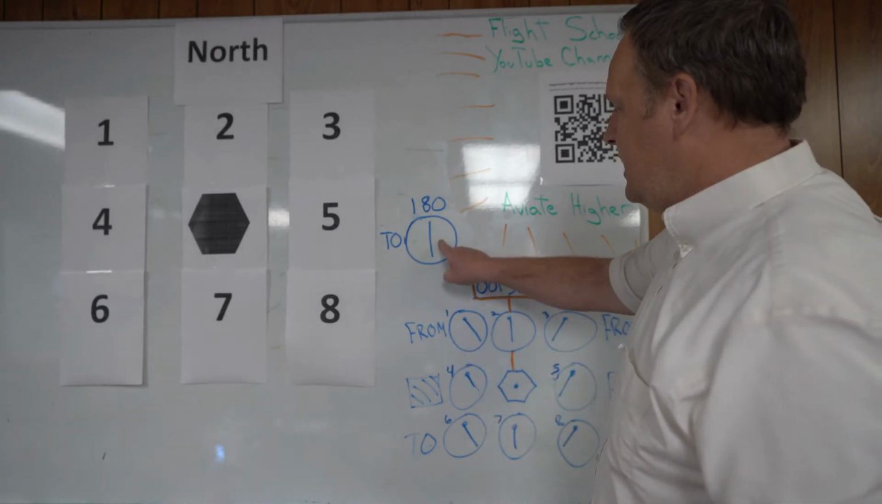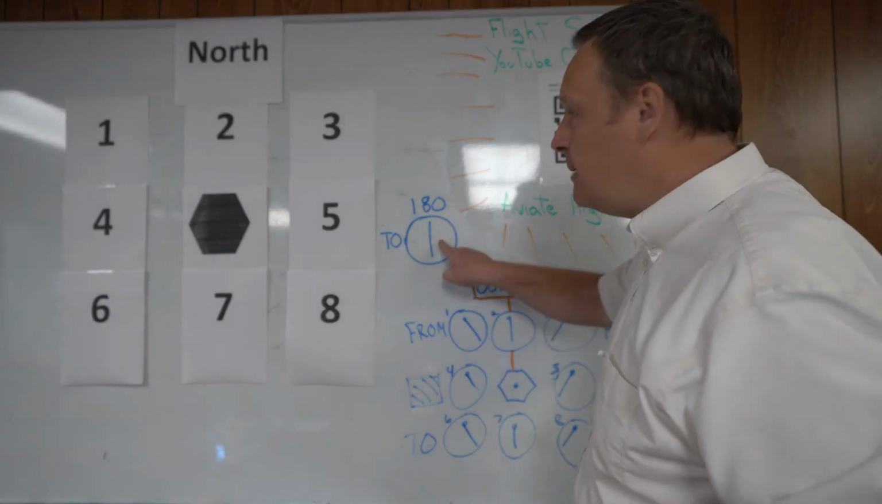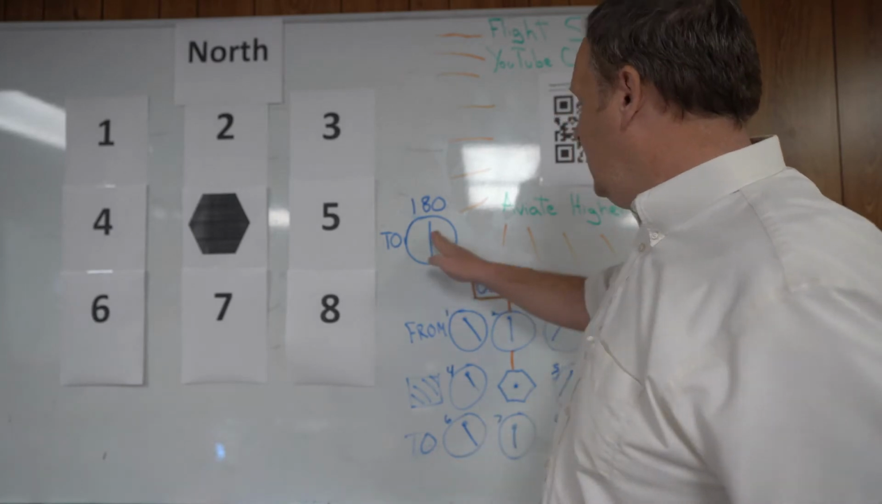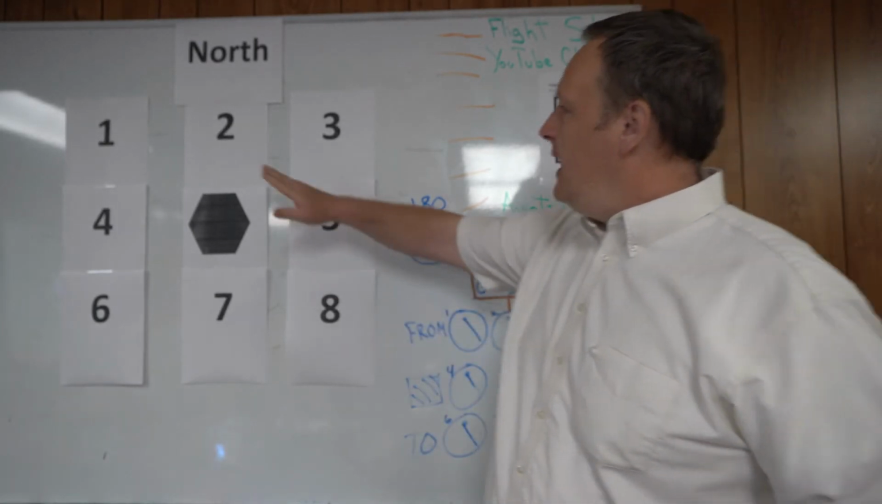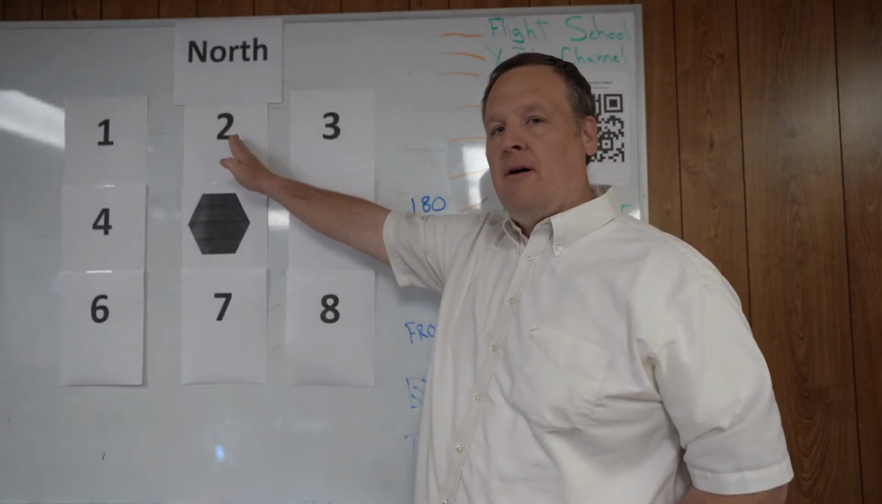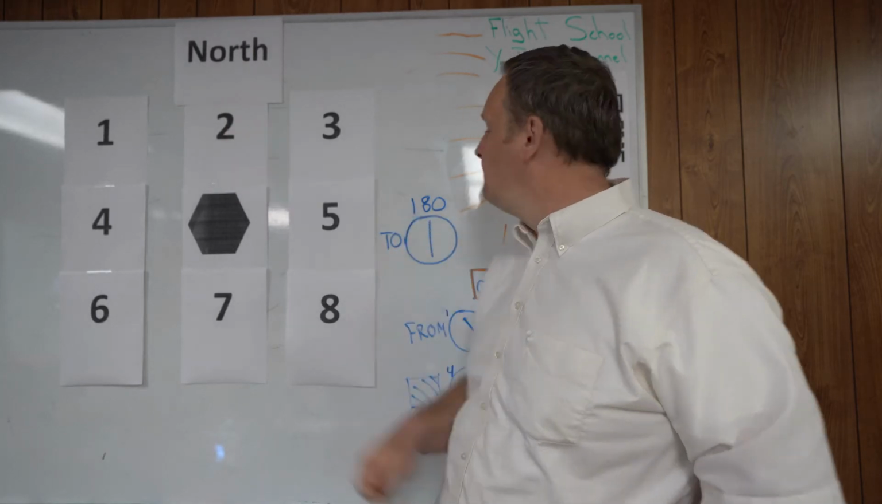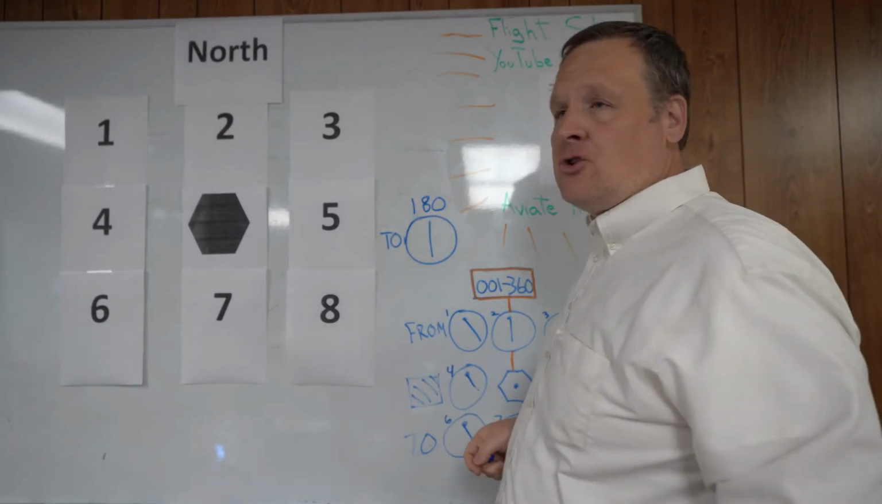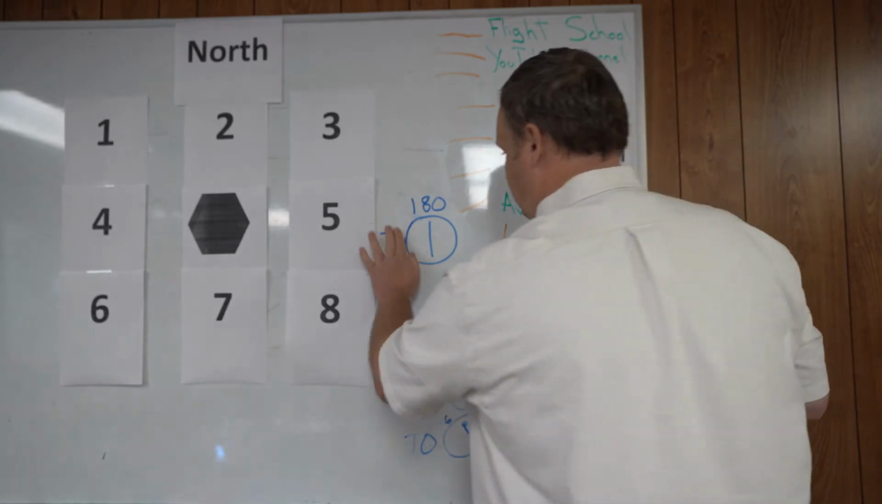So this indication in my OBS inside my aircraft as I'm flying around would let me know, based on this, that I'm somewhere north of the Navaid. Now I know that may be a little tricky, but stick with me for a moment.